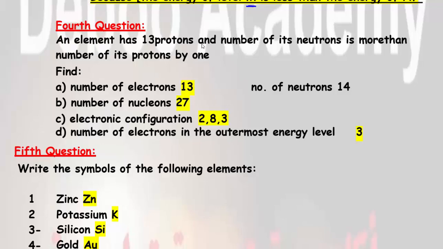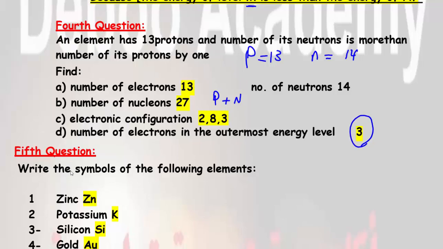The element has 13 protons and the number of its neutrons is more than the number of its protons by 1. So protons equal 13 and neutrons equal 14. So the number of electrons will be 13, the same as protons. The number of nucleons, which is protons plus neutrons, equals 27. And the distribution will be 2, 8, 3. So the number of electrons in the outer shell will be 3.